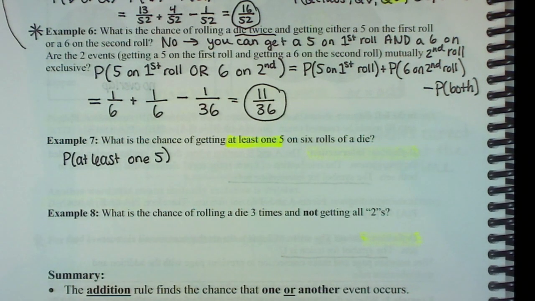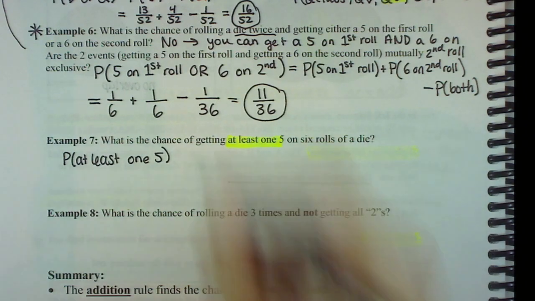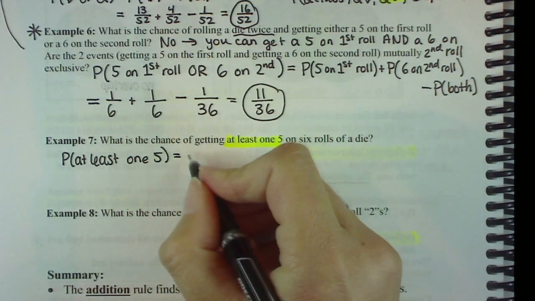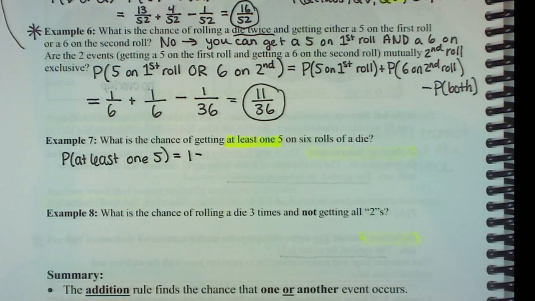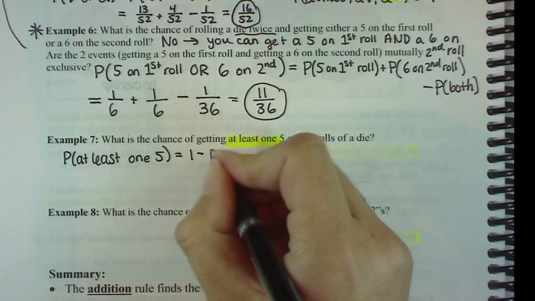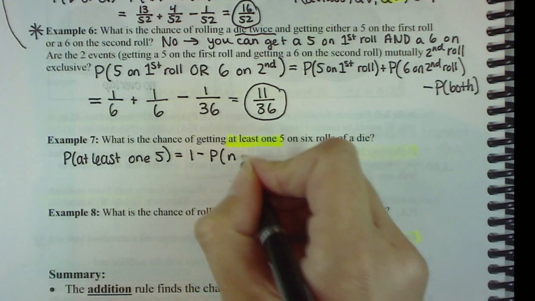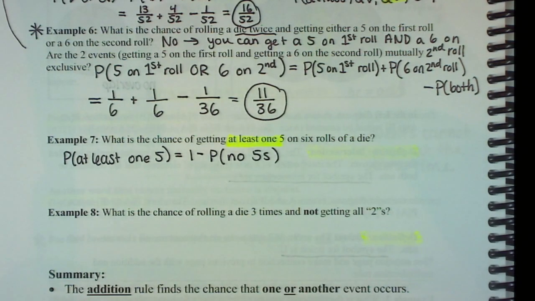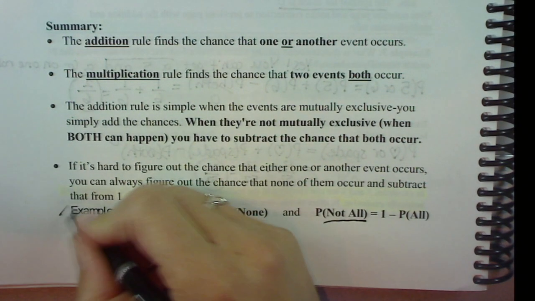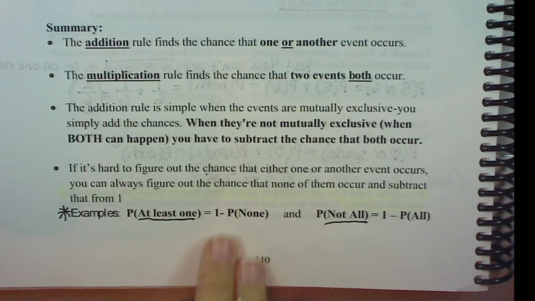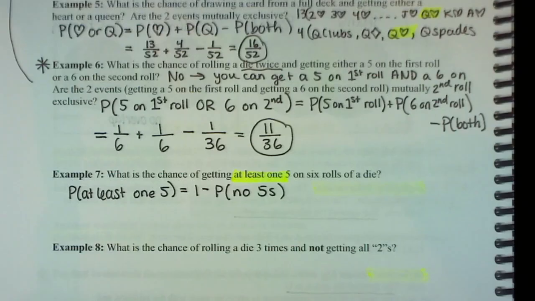And we learned before the rule for the probability of getting at least 1 5 on 6 rolls. So if I think about what that means, it's confusing, right? At least 1 5, that means I could get 1 5, or 2 5s, or 3 5s, or 4 5s, or 5 5s, or all 6 5s. So I don't want to do all that. That would be a bunch of different probabilities. The only thing that's not included in at least 1 is getting no 5s. So at least 1 and none are complements. So 1 minus the probability of none, in this case, means no 5s. So I'm actually using this rule: the probability of at least 1 is equal to 1 minus the probability of none.